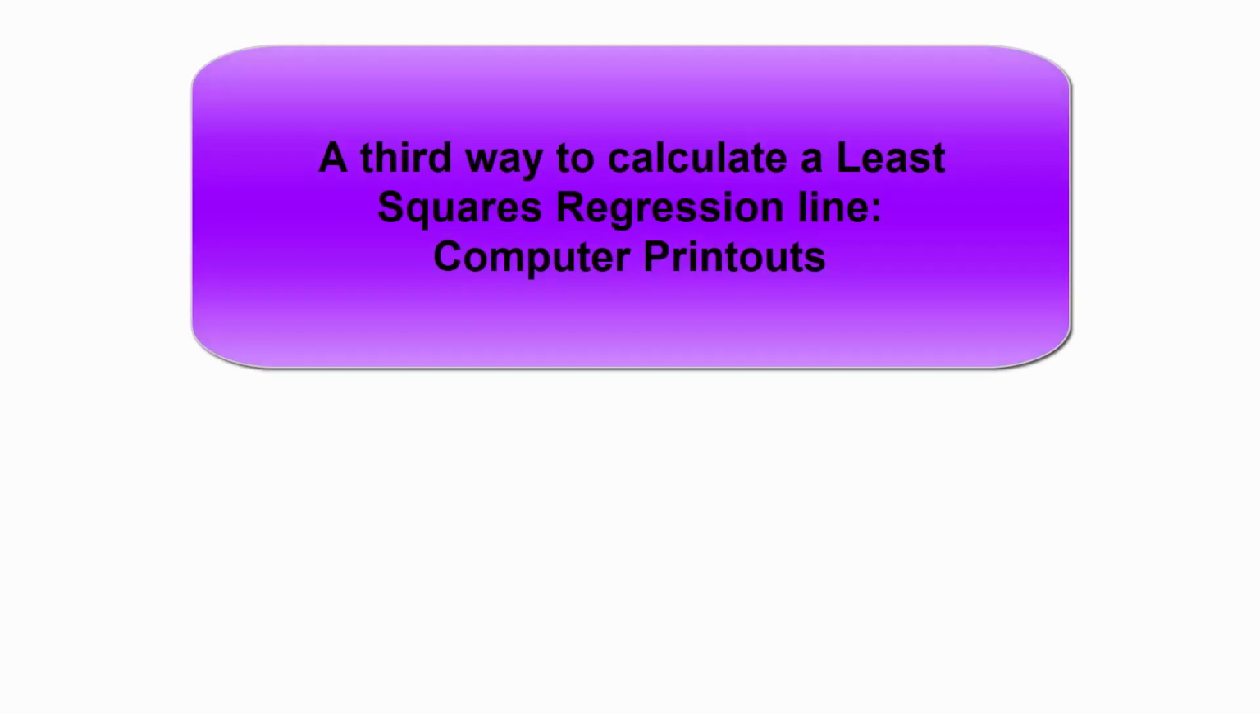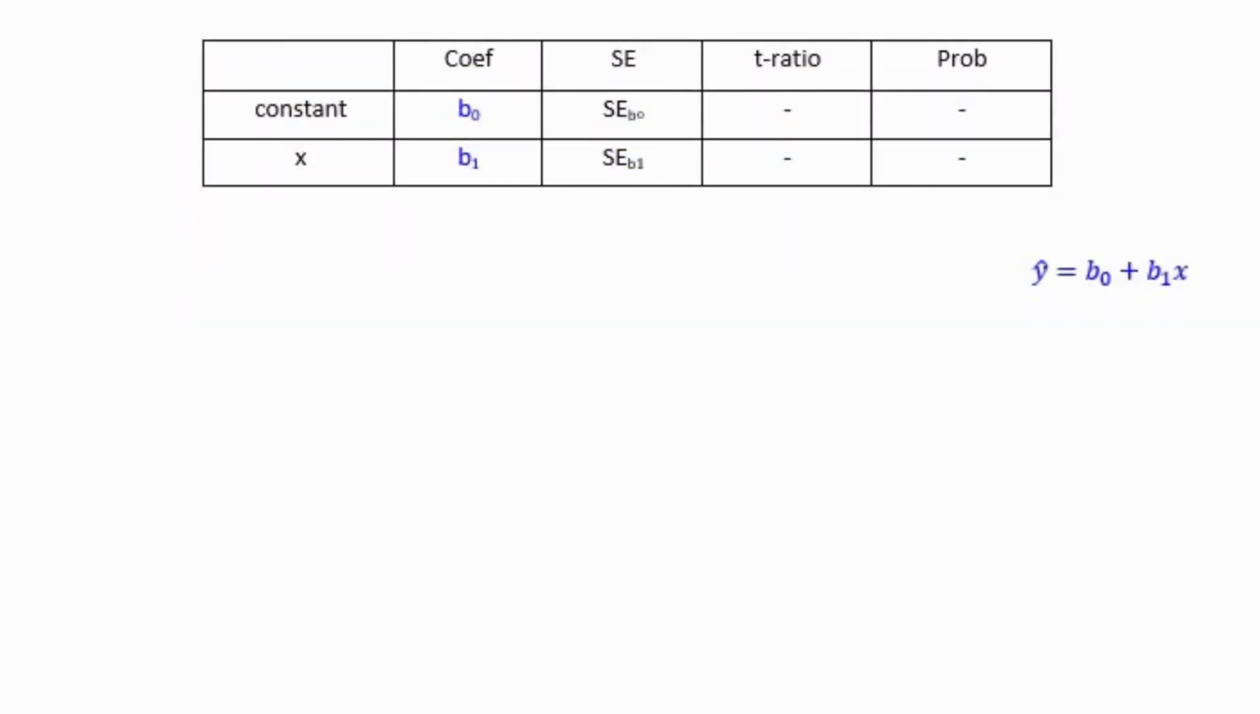We've seen how to calculate a least squares regression line using a calculator and by using formulas for the slope and y-intercept. A third way, and almost certain to be somewhere on an AP exam, is to grab information shared in a computer printout. Here's the basic format of a computer printout.